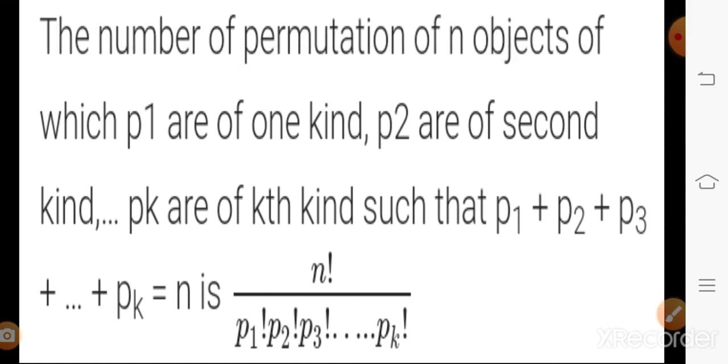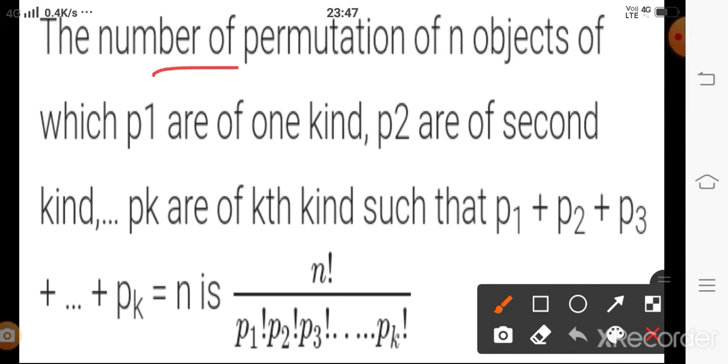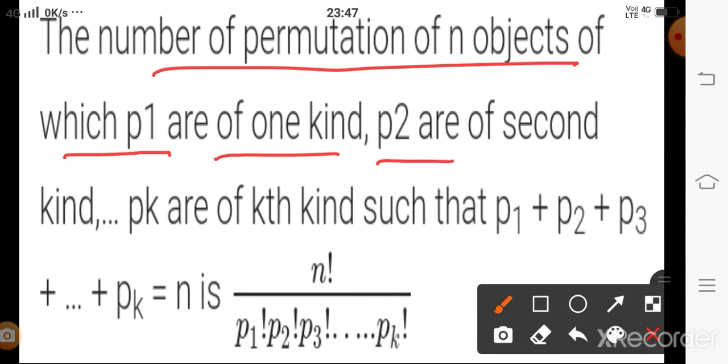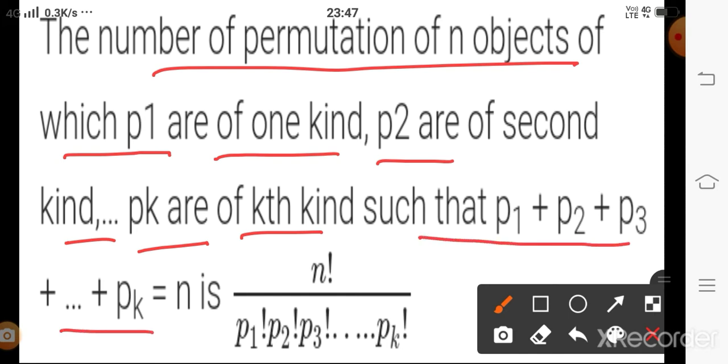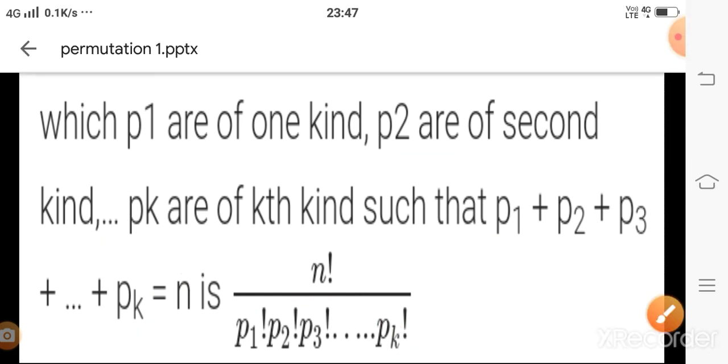Similarly, the number of permutations of an object of which P1 are of one kind, P2 are of second kind, similarly Pk are of kth kind, such that P1 plus P2 plus P3 and so on equals n, is equal to n factorial upon P1 factorial upon P2 factorial, P3 up to Pk factorial.